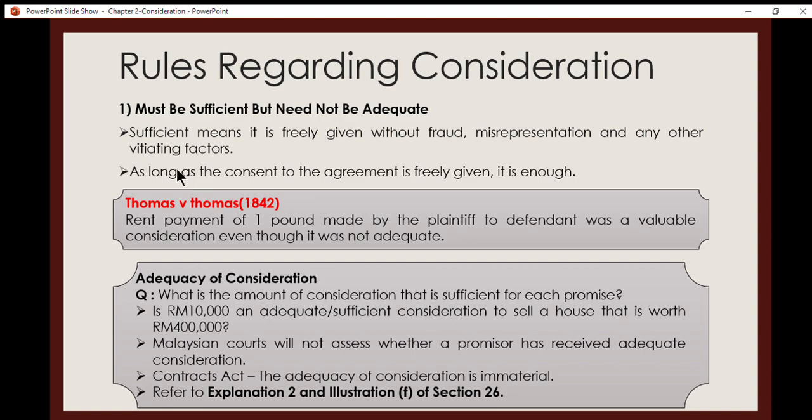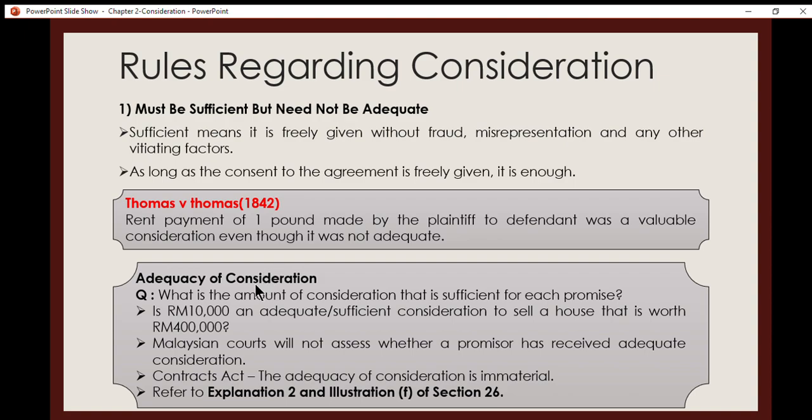Example of case, Thomas against Thomas, 1842. Rent payment of £1 made by the plaintiff to the defendant was a valuable consideration even though it was not adequate. Okay, we believe that £1 is not adequate, but as long as the consideration was freely given, then it can constitute valid consideration. So this rule links us with the concept of adequacy of consideration.